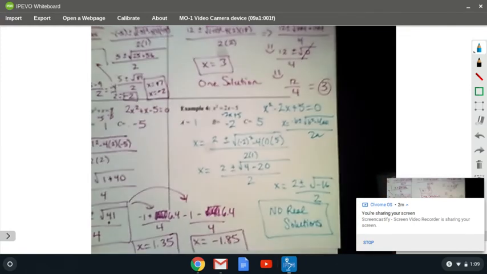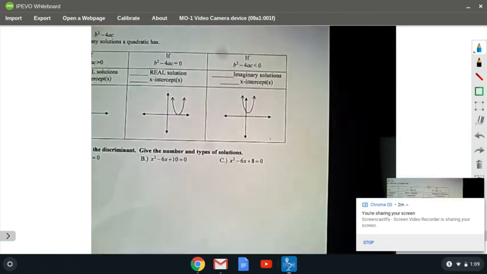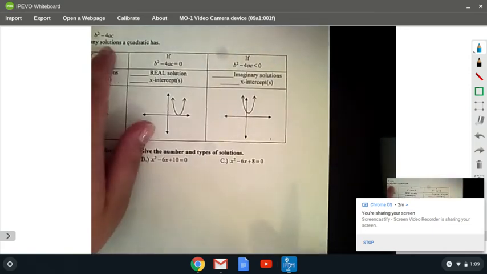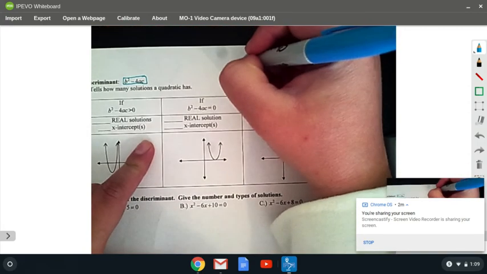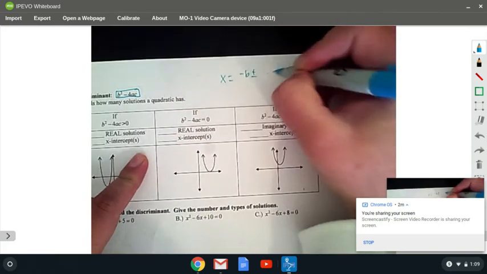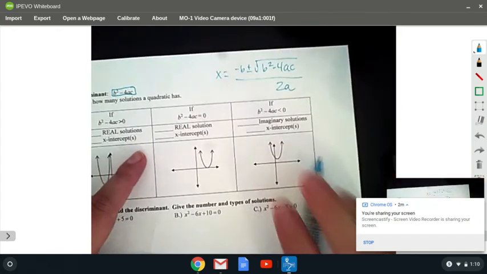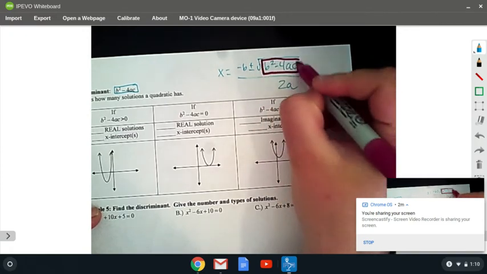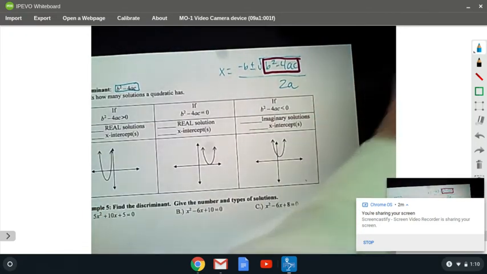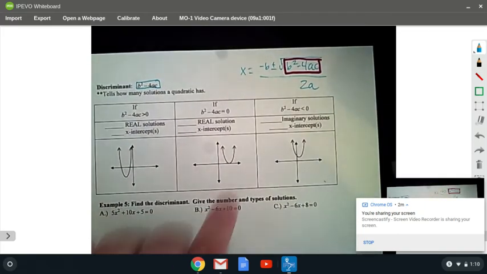Okay. Now I'm going to get into the discriminant. The discriminant is the b squared minus 4ac in your quadratic formula. So just another reminder, the quadratic formula looks like this. So that discriminant is this piece that's in the quadratic formula, b squared minus 4ac. Okay, so you will be able to find the discriminant anytime you're given a quadratic as long as you have an a, b, and c.